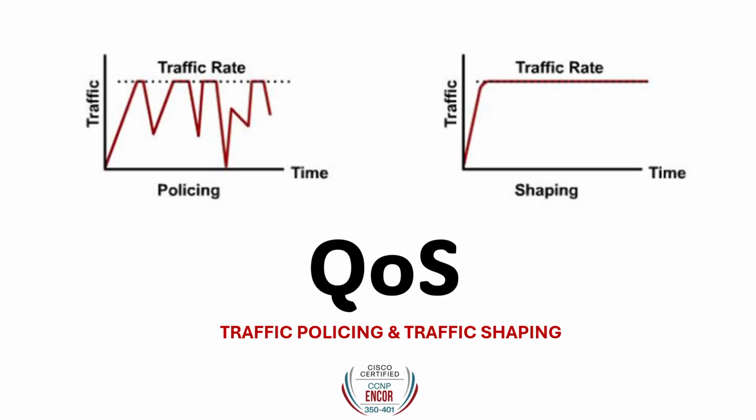Welcome back to the CCNP ENCOR course 350401. After classification and marking, the next step in QoS is traffic treatment. This includes policing, shaping, queuing, and dropping decisions. So in this video, we'll focus on traffic policing and traffic shaping.